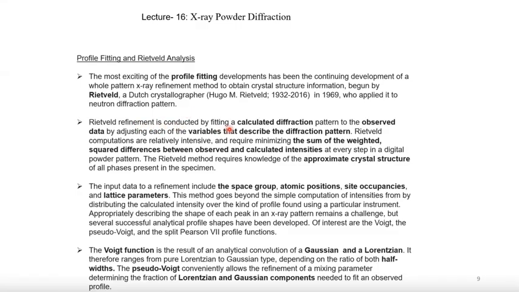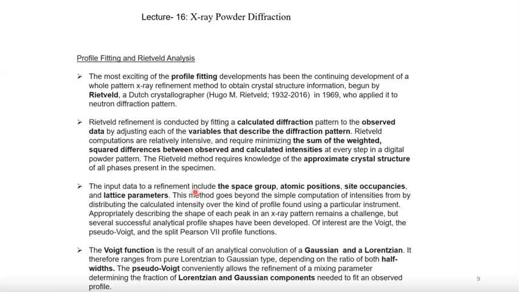Rietveld refinement is conducted by fitting a calculated diffraction pattern to the observed pattern. What we do is, we always have a calculated pattern, and then we also have the observed pattern. And then this fitting is done, and we call it Rietveld refinement. That means we are refining it. In our case, the structure should be known. It is a known structure. We get a structure model of the material or crystallite, and then we refine it and find out the true model or true structure.